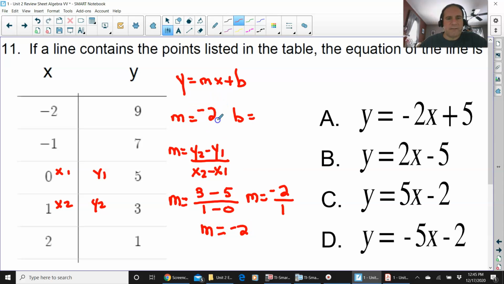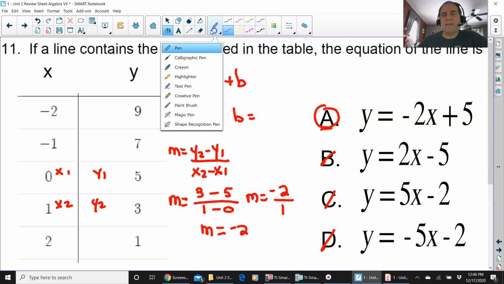Slope is -2. Slope of -2, that's A. Slope of +2, that's B. Slope of +5, that's C. -5, that's that. A is your answer. Let's see how we can get the y-intercept, though.